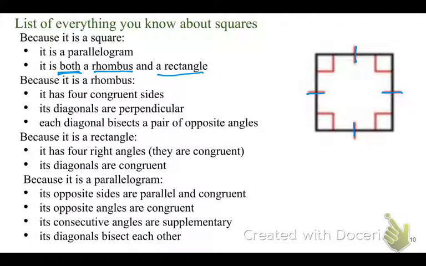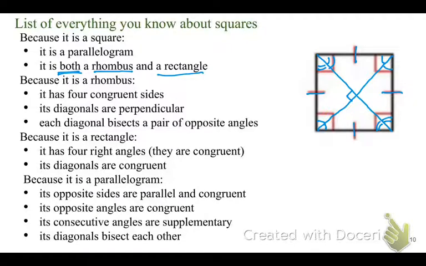Because it's a rhombus, its diagonals are perpendicular. And each diagonal bisects a pair of opposite angles. So those guys are all going to be the same. Those guys are all going to be the same. But actually because they are all 90 degrees, they're actually all equal to each other, which is very cool.